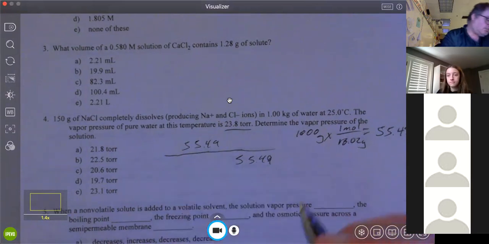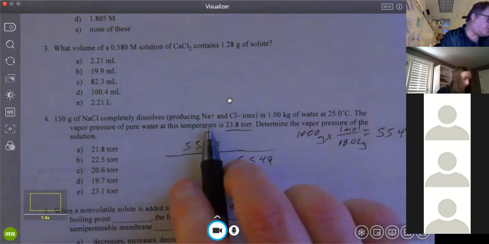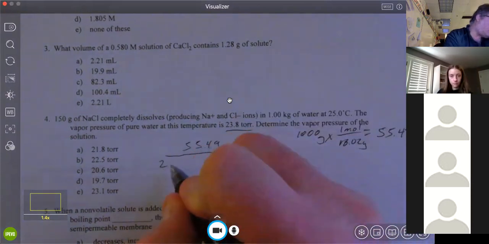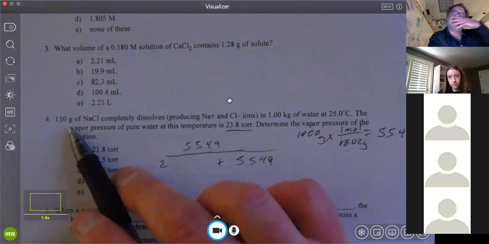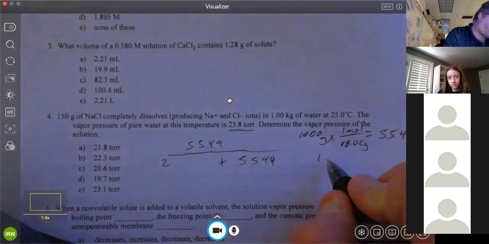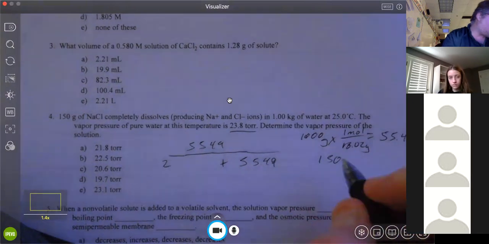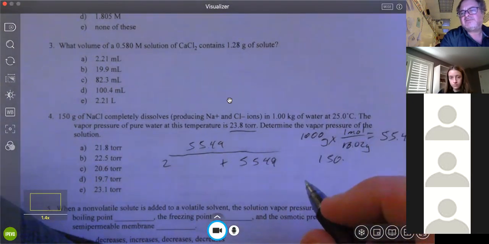To this, we have 2 moles for every 1 mole of substance. We need to find how many moles 150 grams of NaCl is. You know the molar mass of sodium chloride? Is it 58.44?